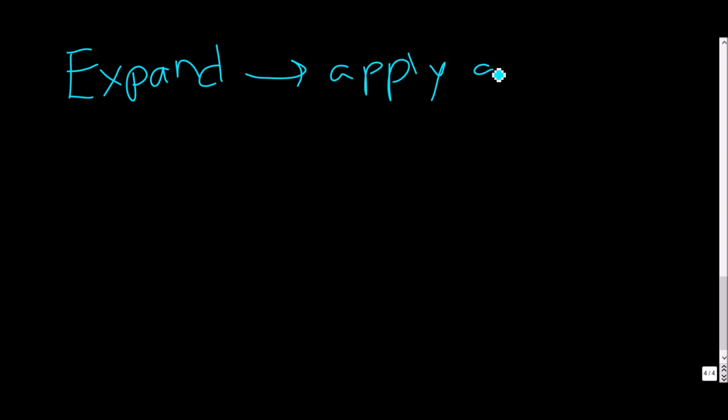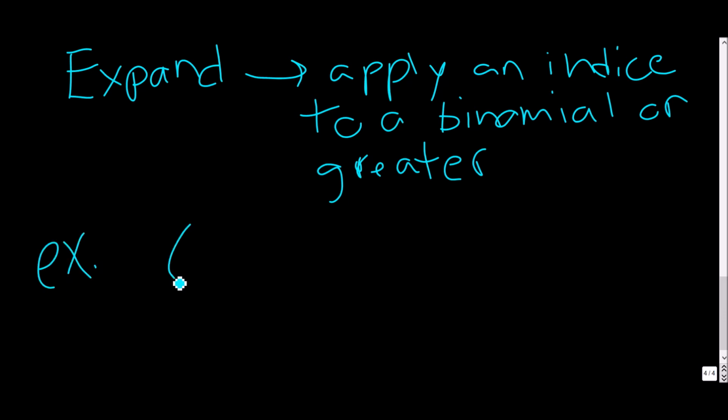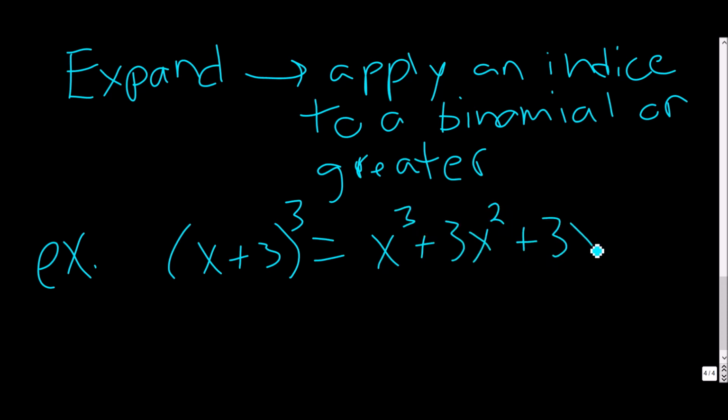So we've got expand. So usually that means apply an indice to a binomial or greater. You could also say polynomial as well. So an example of that would be, I might say expand x plus 3 cubed. Okay, well, expanding x plus 3 cubed is going to give me x cubed plus 3x squared plus 3x plus 1. So that is expanded.